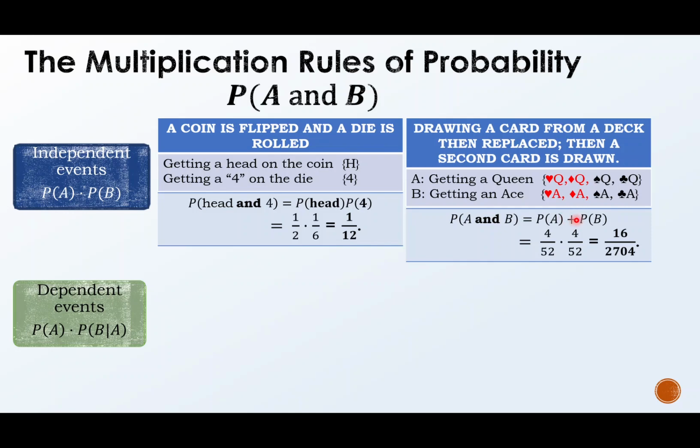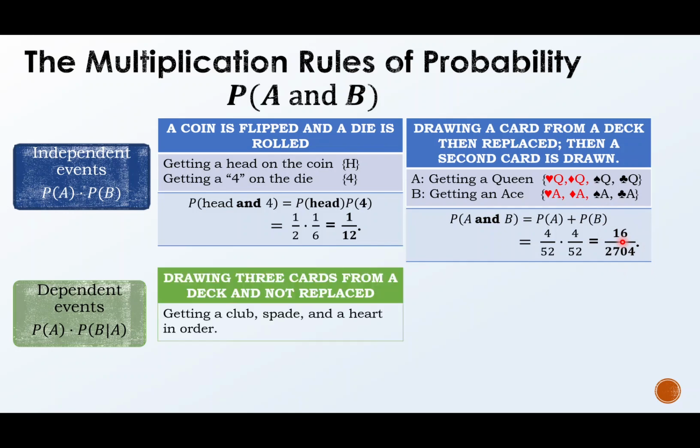B. So, getting a queen is 4 out of 52. Yan ang probability. Getting an ace is 4 out of 52 also. The product is 16 out of 2,704. You can simplify this further if you want, but pareho lang ang ibig sabihin ng mga yon.